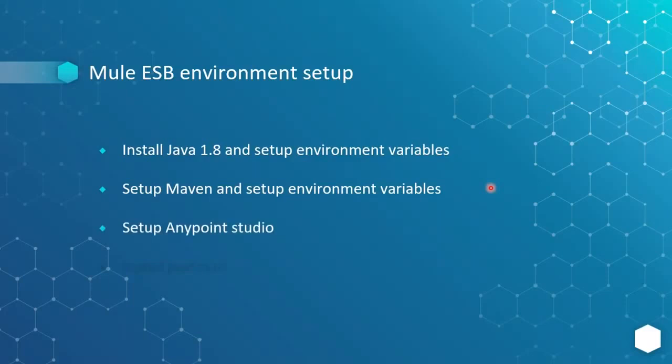Then we will set up Anypoint Studio. Anypoint Studio is where we usually do Mule ESB development. And next, we need to install Postman. Postman is a testing tool which is usually used to test whatever we develop in Mule ESB. Let's see the installation one by one. First, we need to download Java, Maven, Anypoint Studio, Postman. Then I will show you how we can install and set up environment variables one by one.